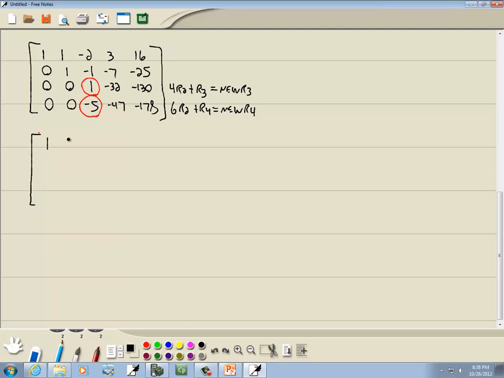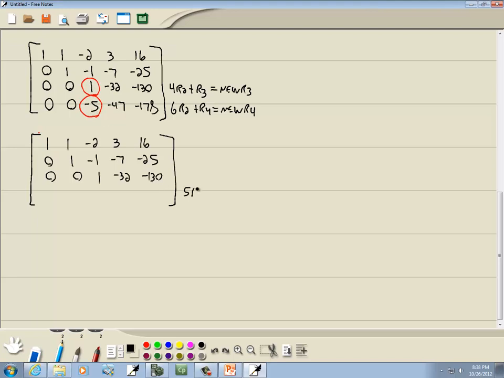So I got 1, 1, negative 2, 3, 16. 0, 1, negative 1, negative 7, negative 25. 0, 0, 1, negative 32, negative 130. Okay. We ask ourselves, what do we multiply times 1 that we can add negative 5 to get a 0 there? Well, that'd be 5.